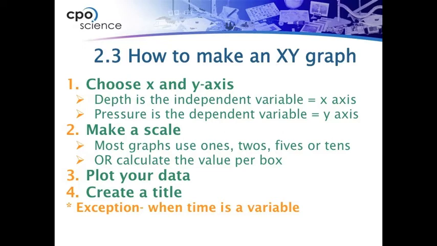The third thing you do is plot your data, which after working with a coordinate plane, you should feel a little more comfortable figuring out your way around the graph, how to read the X, how to read the Y, placing a point on that coordinate plane. And then the final thing you do is add a title. Always title your graph. Now notice there's an exception when time is a variable. We'll talk about that in class. Just so you know now, time is always placed on the x-axis, but for now, don't worry about it.